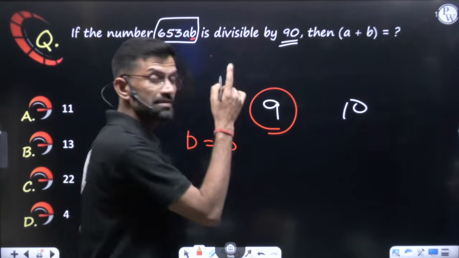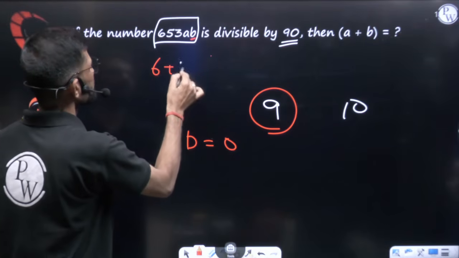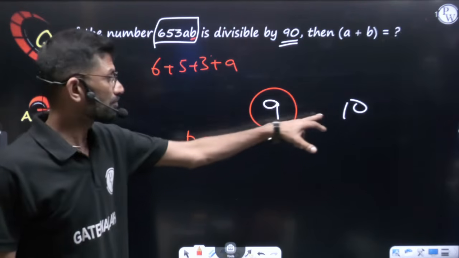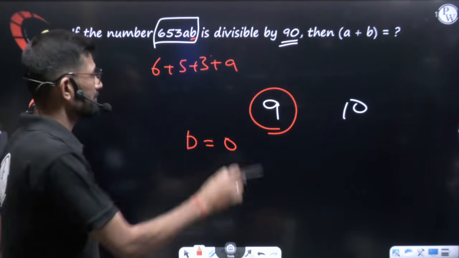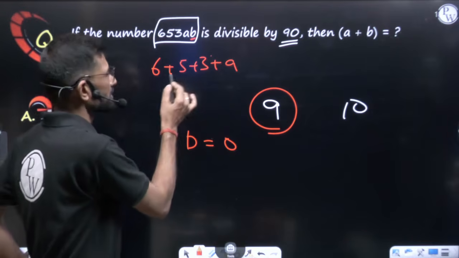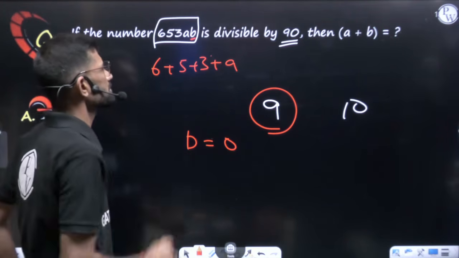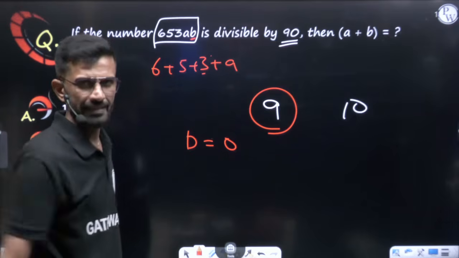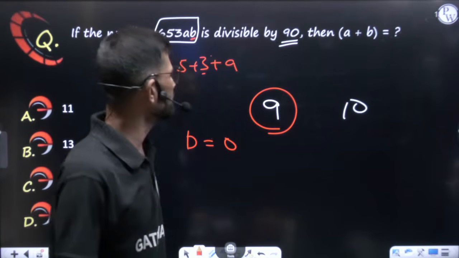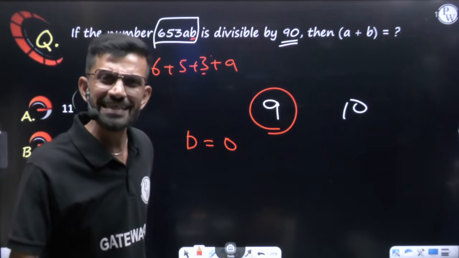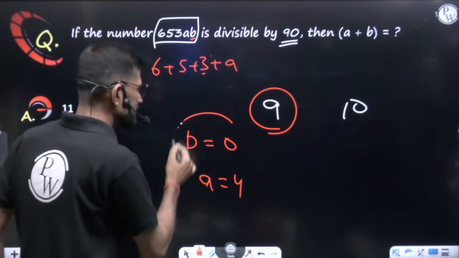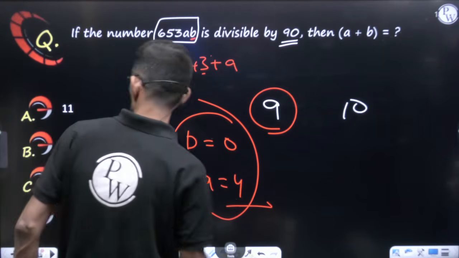And the 9 divisibility rule: sum of the digits. Add everything: 6 plus 5 plus 3 plus A. Don't see B. B you already got as 0 because the number should be divisible by 10. Now the sum should be divisible by 9. 6 plus 5 is 11. 11 plus 3 is 14. In 14 how much can we add so that the number will be divisible by 9? 14 plus 4 is 18, and 18 is divisible by 9. Means if you make A value 4, it will be divisible by 9. So A plus B is 0 plus 4, which is 4.